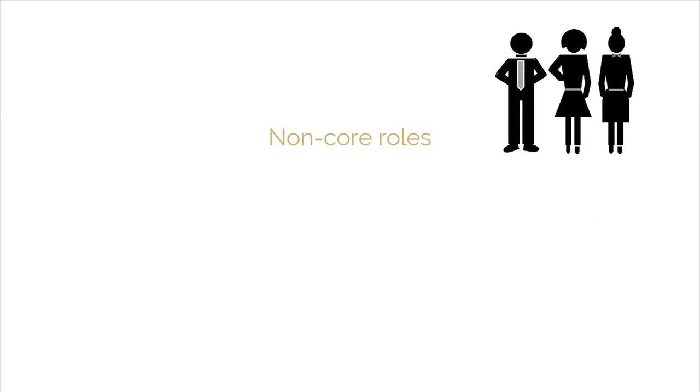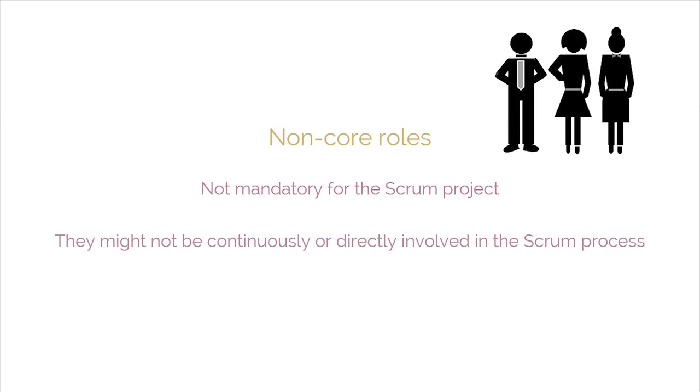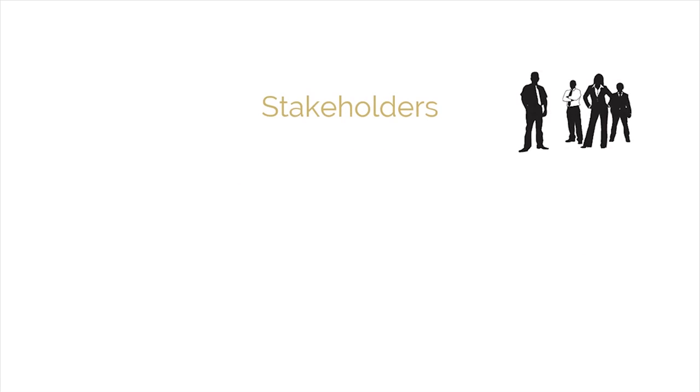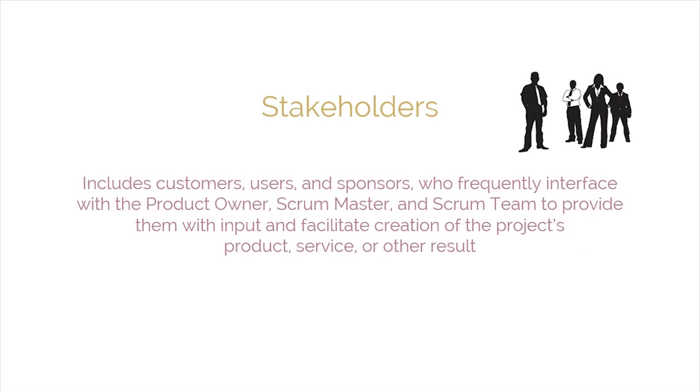The non-core roles are not mandatory for the Scrum project, and they might not be continuously or directly involved in the Scrum process. However, it's important to know the non-core roles because they could play a significant part in some Scrum projects. Non-core roles can include the following. Stakeholders. This is a collective term that includes customers, users, and sponsors who frequently interface with the product owner, Scrum Master, and Scrum team to provide them with input and facilitate creation of the project's product, service, or other result.